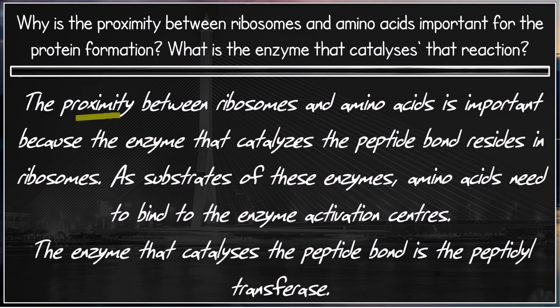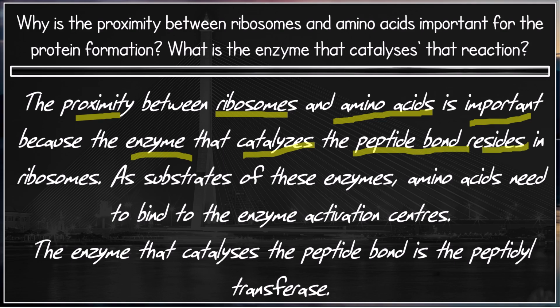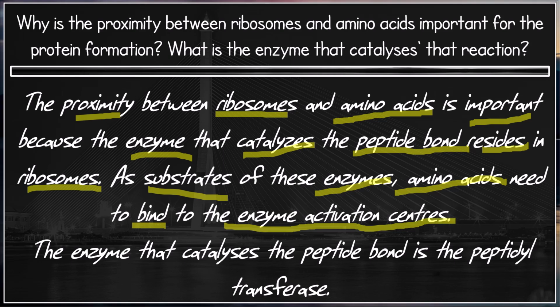The proximity between ribosomes and amino acids is important because the enzyme that catalyzes the peptide bond resides in ribosomes. As substrates of these enzymes, amino acids need to bind to the enzyme activation centers. The enzyme that catalyzes the peptide bond is the peptidyl transferase.